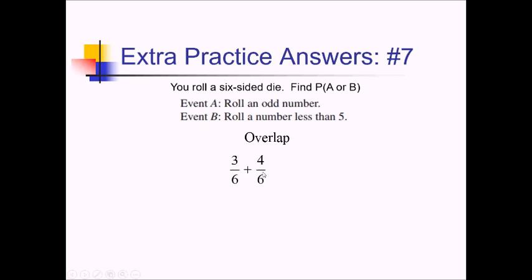But now we have to be careful because some of the odd numbers that we have in this first fraction are also numbers that are less than 5 from the second fraction. So which numbers are both odd and less than 5? Well, that would be 1 and 3. So that's a total of 2 numbers out of 6 that we must subtract. So adding this together, we have 3 plus 4 is 7, minus 2 is 5. So 5 out of 6 chance of getting one of these events.